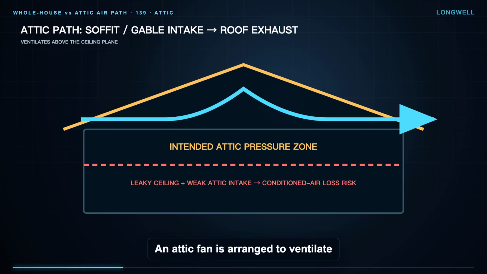An attic fan is arranged to ventilate the attic. Its intended path is from attic intake vents toward a powered roof or gable exhaust. That can remove hot attic air and may reduce heat transfer toward the ceiling below, depending on the roof, insulation, weather, vent area, and operating conditions. It does not automatically pull fresh air through bedrooms or living rooms. If the ceiling plane leaks and attic intake is inadequate, the fan may draw conditioned air from the house instead of following the desired attic-only path.